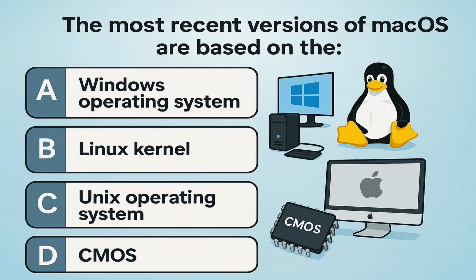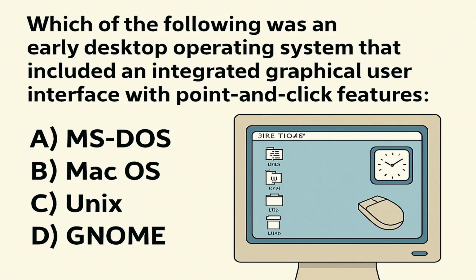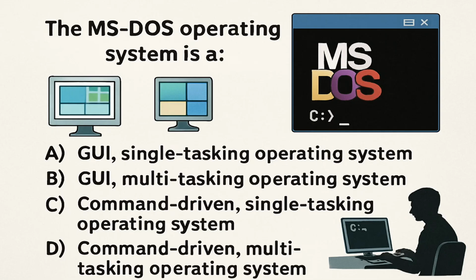The most recent versions of Mac operating system are based on the Unix operating system. Which of the following was an early desktop operating system that included an integrated graphical user interface with point-and-click features? Mac operating system. The MS-DOS operating system is a command-driven single-tasking operating system.